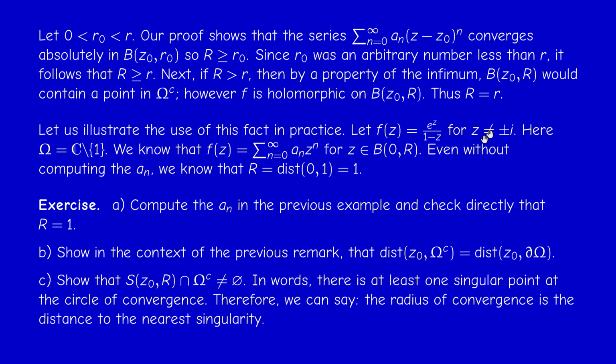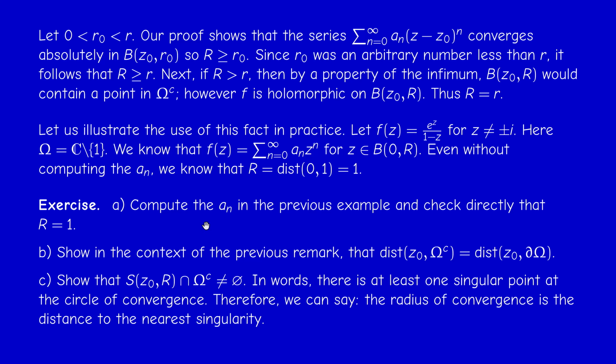Now you can do the same thing if you like with e^z over 1 plus z squared, where z is different from i and minus i. Same thing. I can ask you such a question in the exam. In this case, we can compute explicitly, with some difficulty, the coefficients a_n. So I will leave you with a challenging exercise, actually.